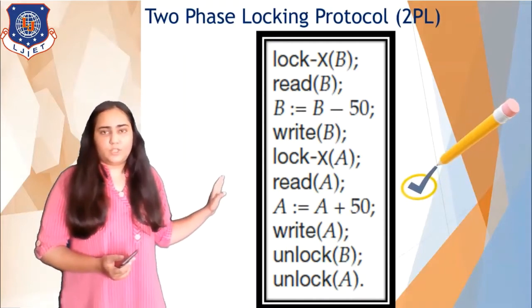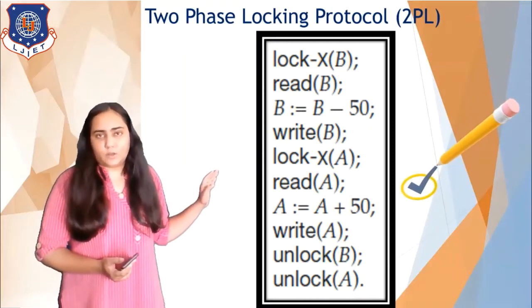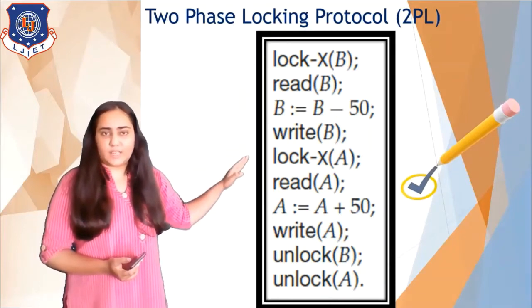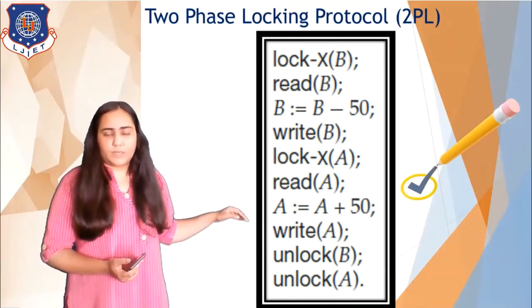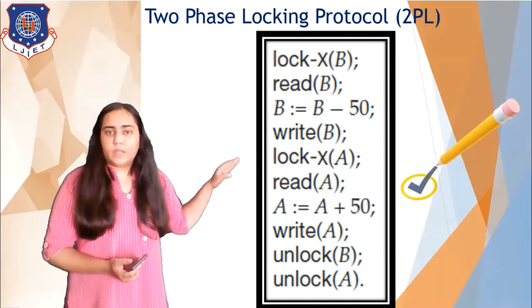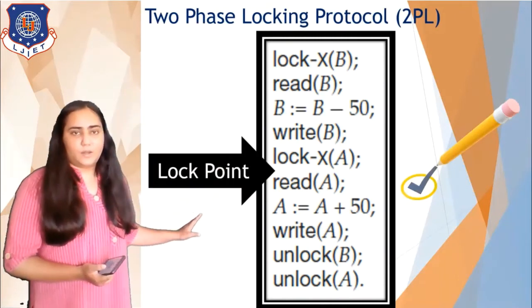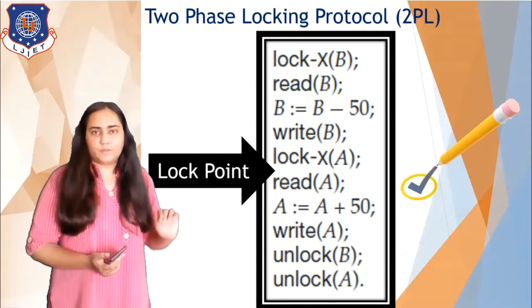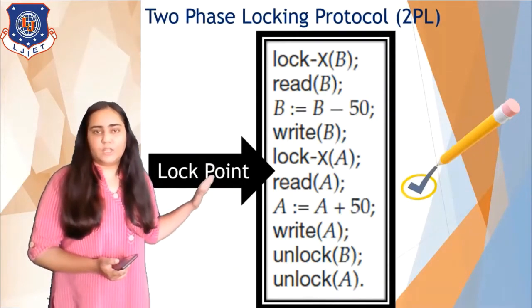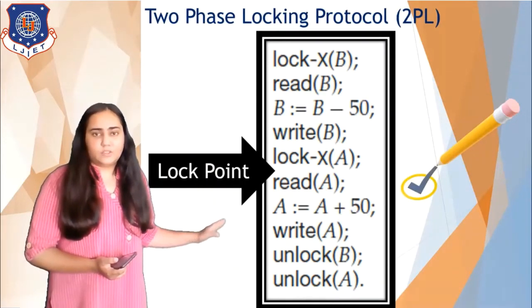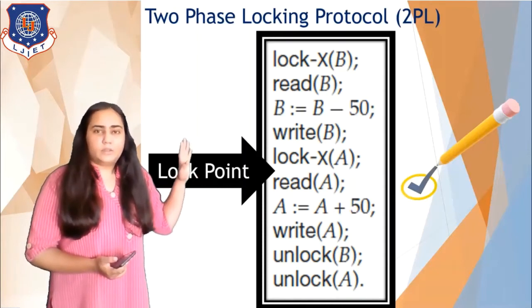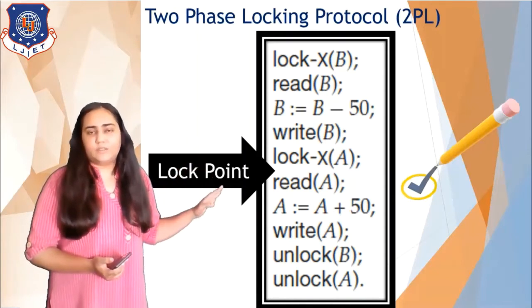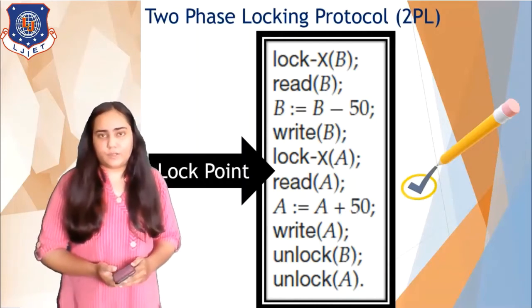Now the point at which the transaction obtained its last lock. So this is my first lock, this is my second lock, and after that there are no more locks being obtained. So this is also my last lock. So this point where the transaction obtained its last lock is known as a lock point. So this is a lock point. So lock point is the point after which the transaction does not obtain any more locks, and after which the only thing the transaction can do is to unlock. So if this protocol is followed, then we can say that the transaction is following the two-phase locking protocol.